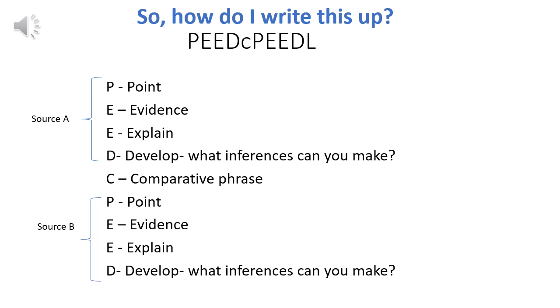Okay, so to write up this inference question then, we need to be using the comparative structure, the PEDAL structure. So we're going to think about source A first of all, we're going to make a point about how the campsite was presented in source A. We're then going to back up that point with a piece of evidence, a short quote, and then we explain it. Now here with the development section, this is where you talk about the inferences. So this is where we can be using phrases like from this I infer, this suggests to me, from this I gather. We then provide a comparative phrase and we move to source B and repeat the same again.